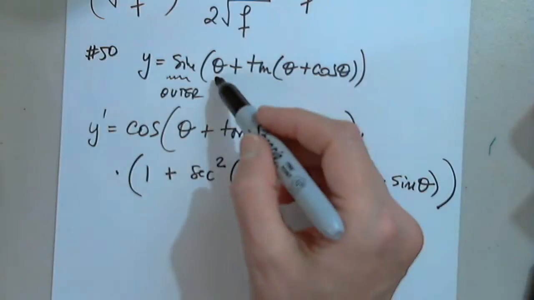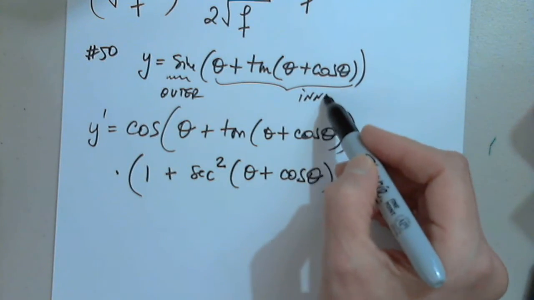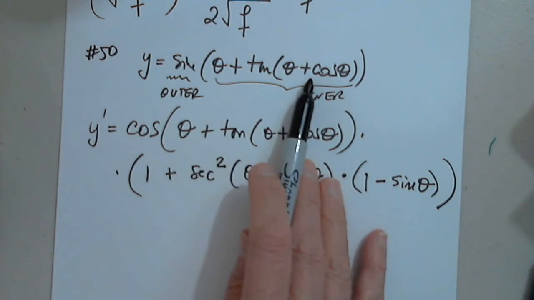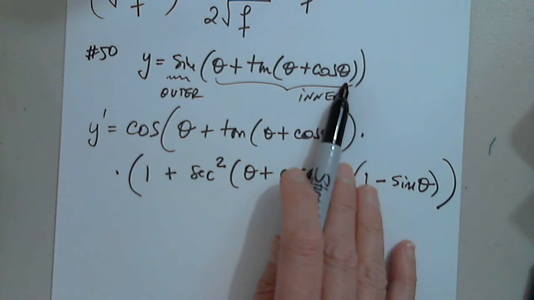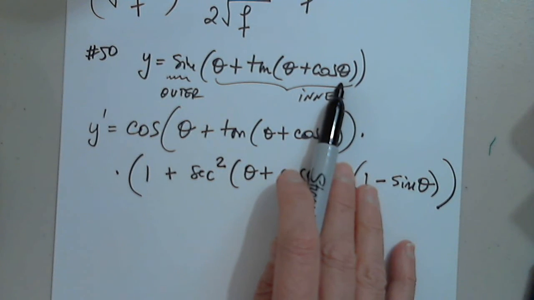So the outer function, and this is the inner. But when you get to the inner, you also have an outer and an inner eventually.